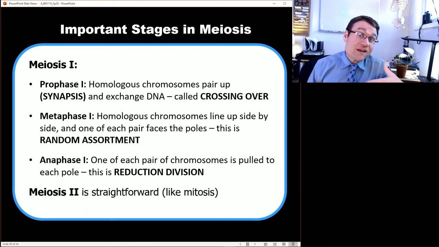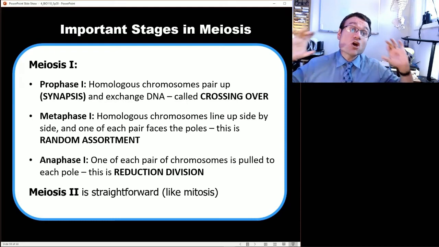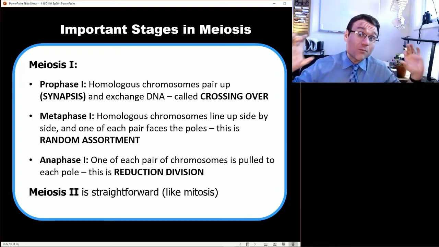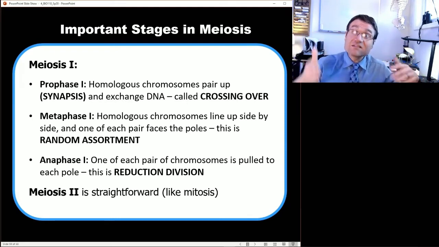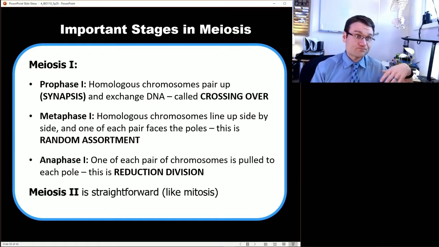Then in anaphase 1, this is our reduction division. We've separated the homologous pair, so each daughter cell is going to end up with just 23 chromosomes. Hence, they are haploid. The daughter cells are haploid after meiosis 1.